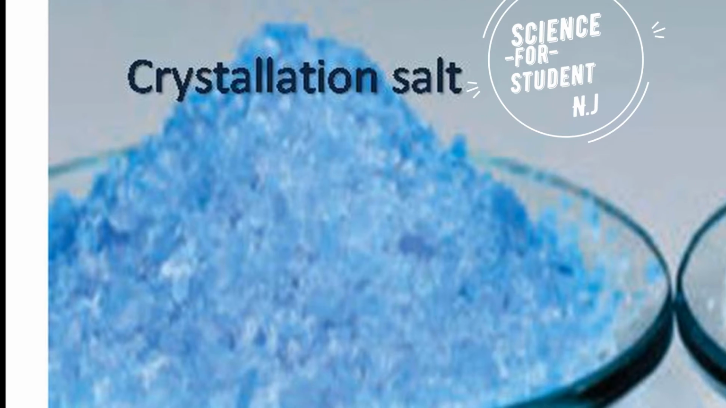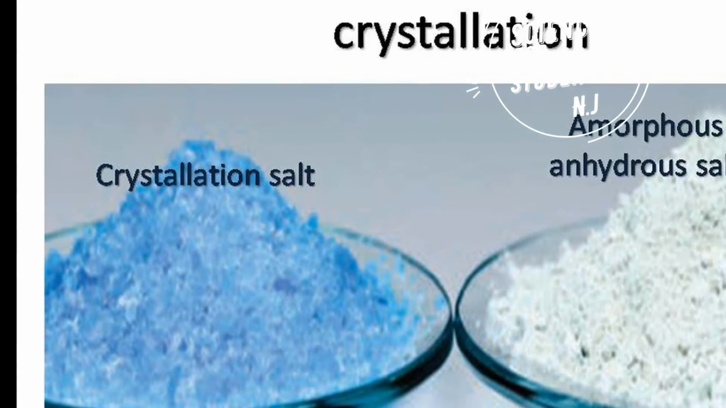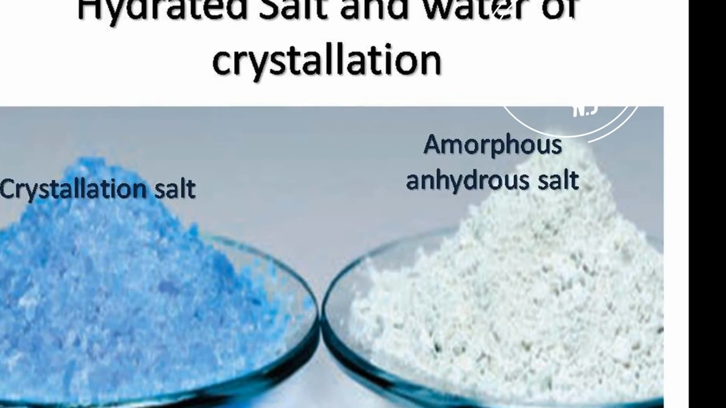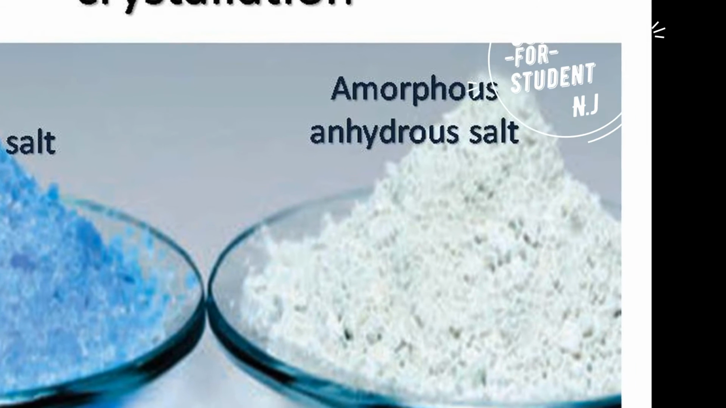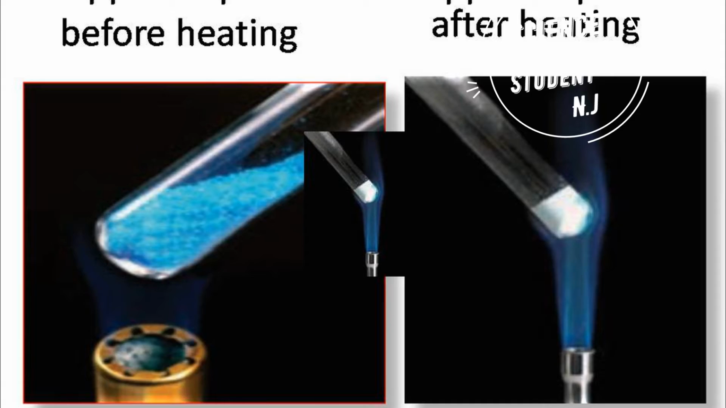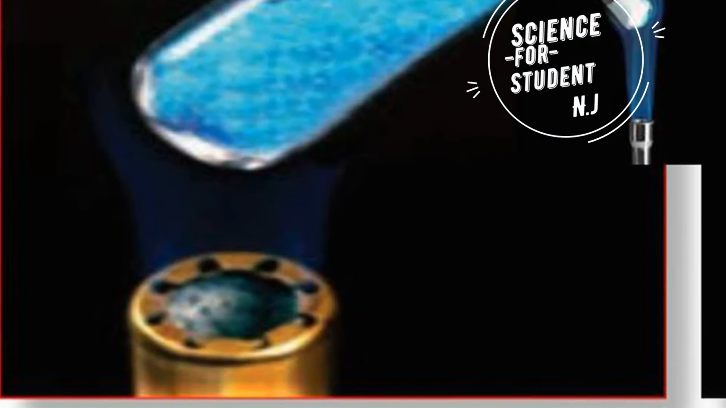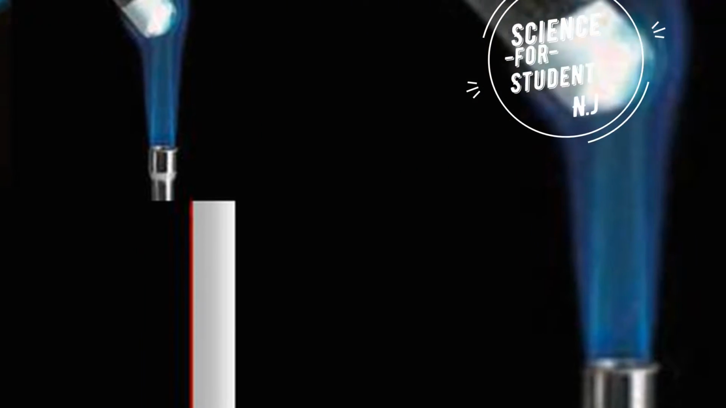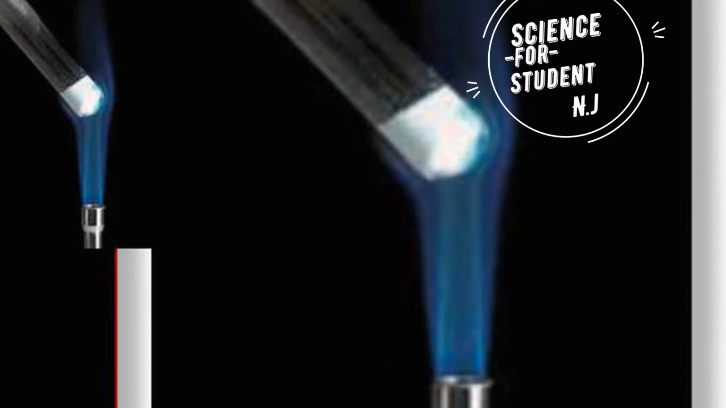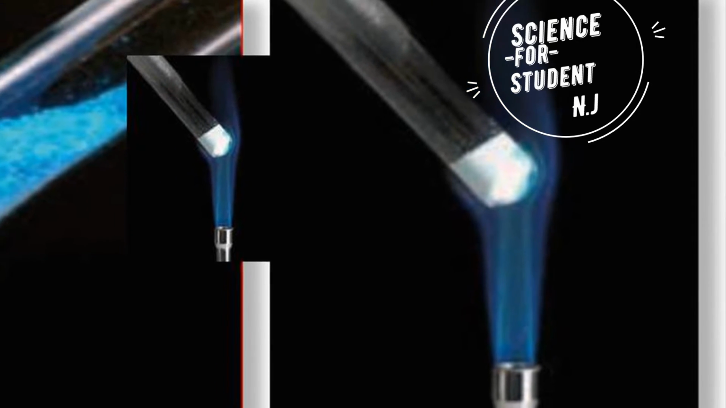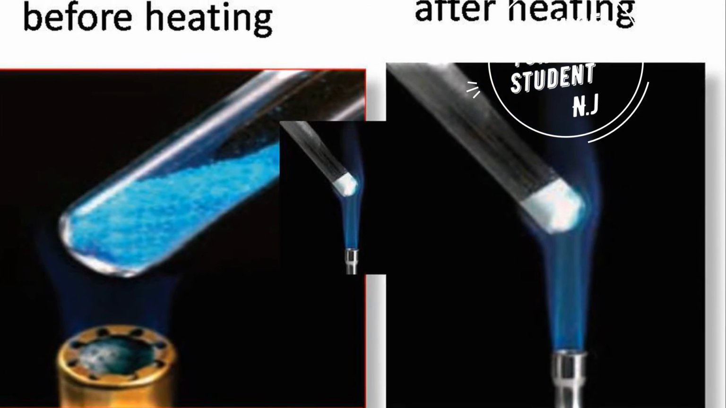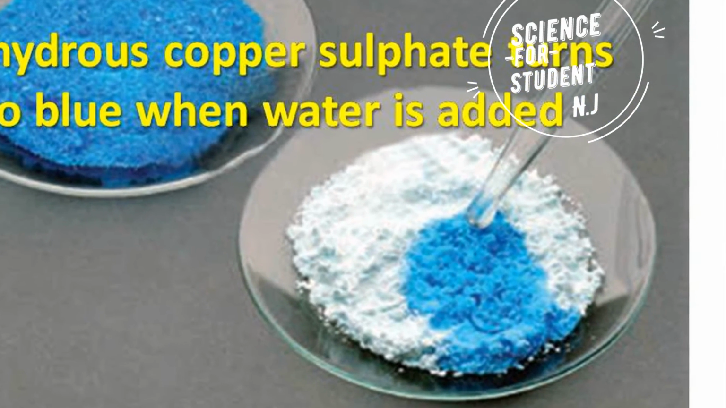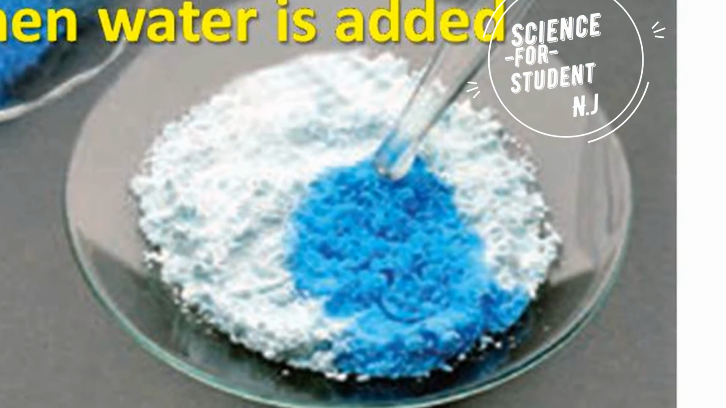Hydrated salt means it absorbs water from the surroundings and becomes a crystalline form. Copper sulfate is a hydrated salt which, when heated, loses its water molecules, so it becomes white in color. Later, when water is added to the amorphous unhydrated salt, it becomes blue in color, so it is a hydrated salt.